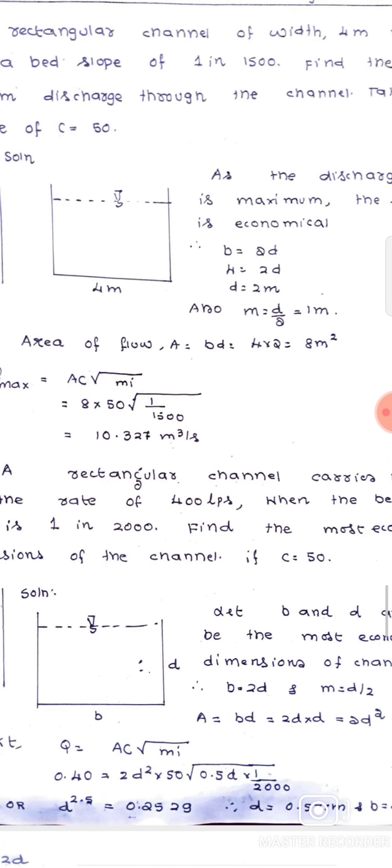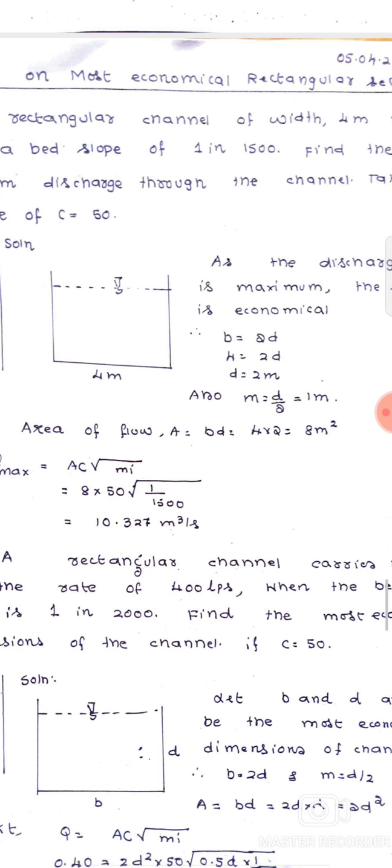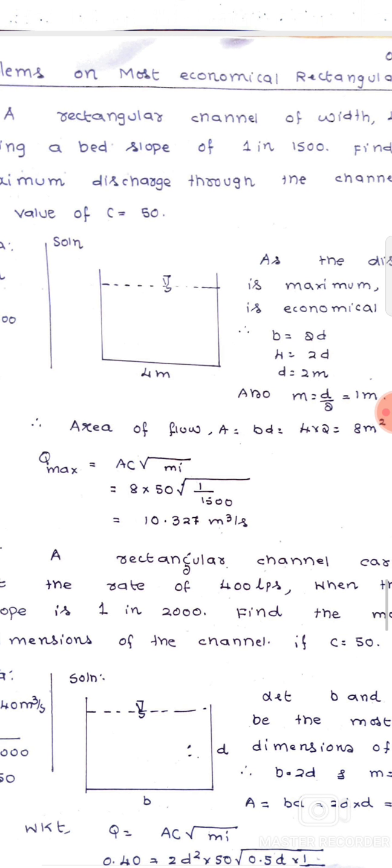So directly we can substitute in the area. Area is equal to B into D, that is 4 into 2, 8 meter square. Then we can substitute for Q max. And remember it, sometimes they are going to mention that it is the economical channel, or if it is not specified, then when they are asking for maximum conditions or maximum discharge in open channel flow, if they are just asking to find out the discharge, you can use Chezy's formula directly. But if they are specifying maximum conditions, maximum discharge, then it is for the most economical section.